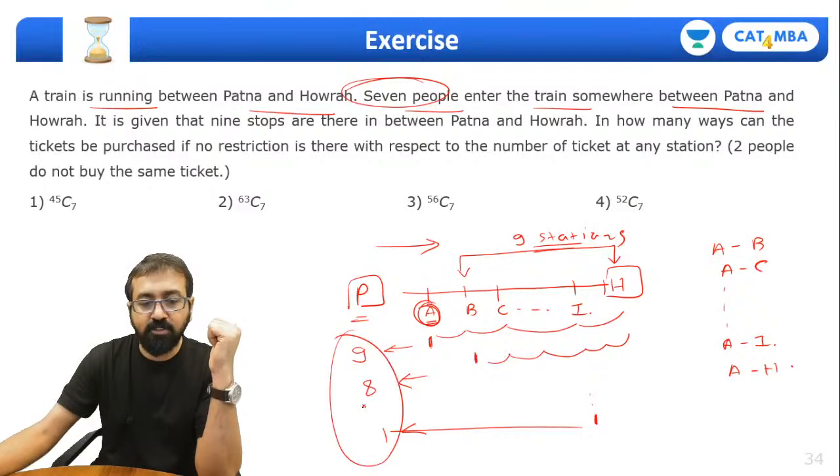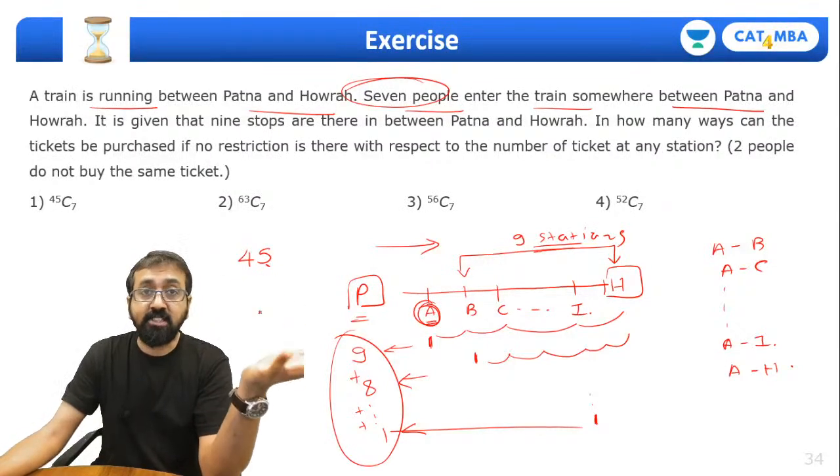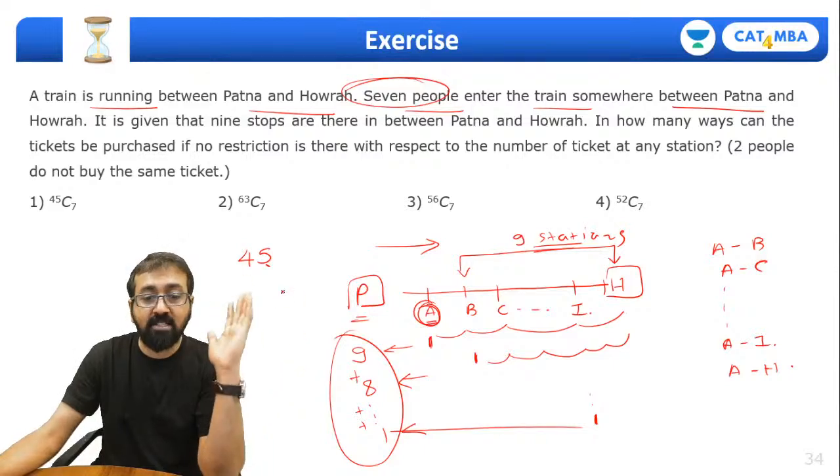So what is the sum of these numbers? These are the different tickets that can be purchased. So 9 plus 8 plus 7 up to 1, it's going to be 45. N into n plus 1 by 2. So there can be 45 different tickets that can be purchased by the 7 people.